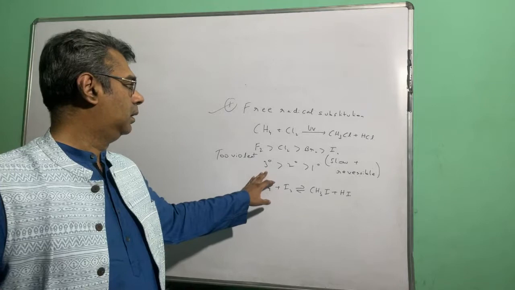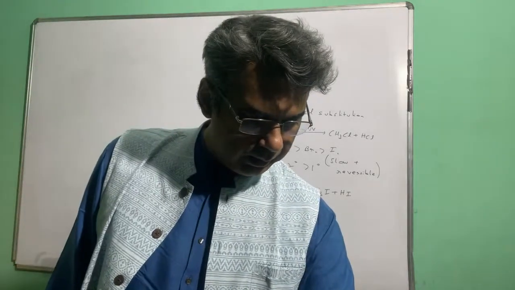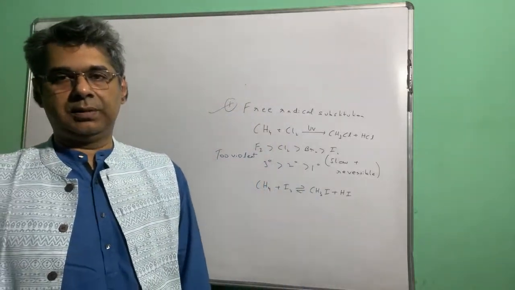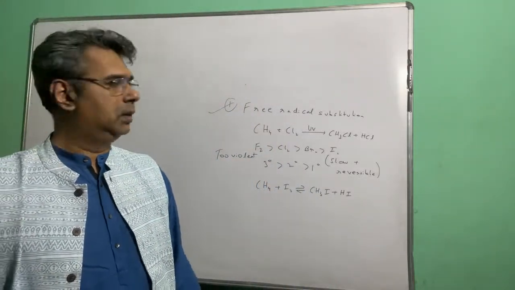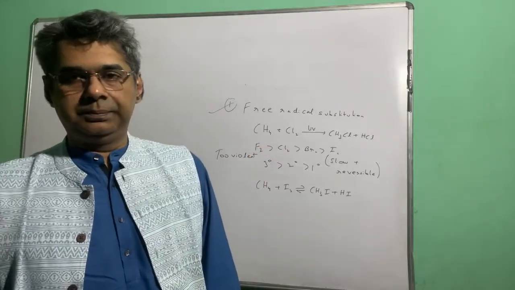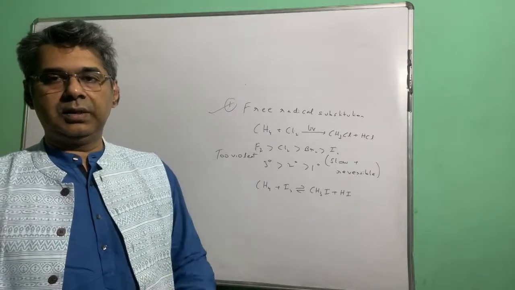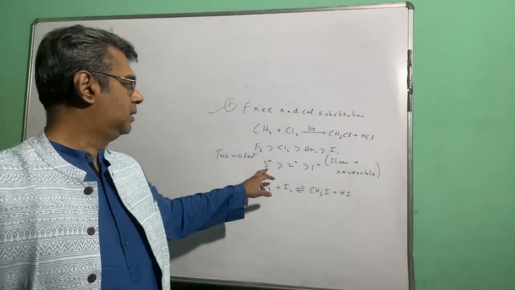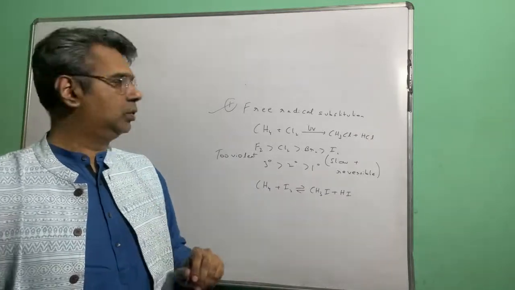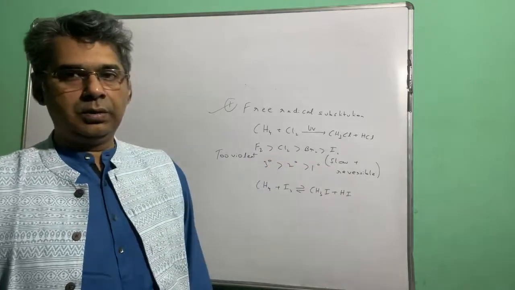Secondly, you have to also remember that the hydrogen is getting substituted by the halogen. So this hydrogen is what type of hydrogen? Primary, right? Because it is attached to primary carbon. So the order of reactivity of the hydrogens will be 3 degree greater than 2 degree greater than 1 degree. So these are the two things you'll have to know. First of all, F2 greater than Cl2 greater than Br2 greater than I2.